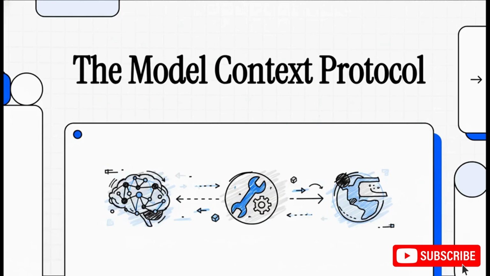Welcome to the Explainer. We're going to be talking about something called the Model Context Protocol. Now, it might sound a bit technical, but trust me, this is a huge deal. It's a tech that's quietly changing everything about how AI works with our apps, and it's basically the key to getting those super smart AI agents we've all been promised.